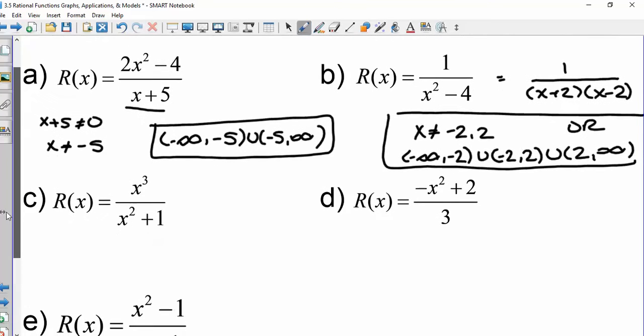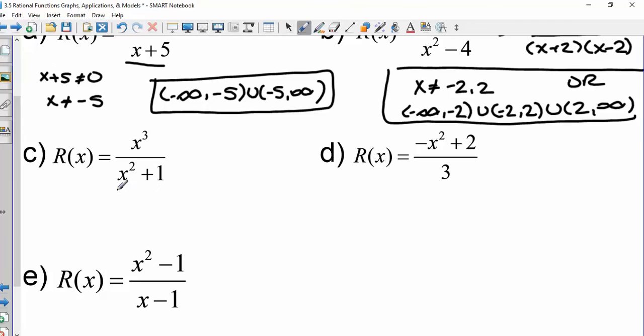Right, C. If I set that denominator equal to 0, I can't factor it because it's a sum of squares. So if I set x squared plus 1 equal to 0, what kind of numbers are you getting? Imaginary. You get that x can't be a positive or negative i.